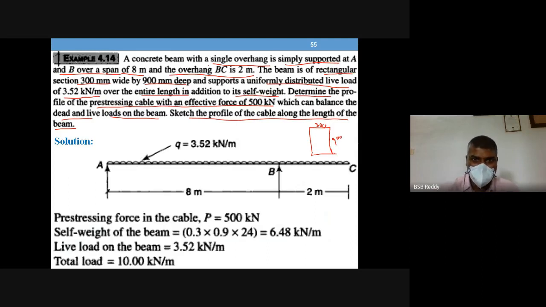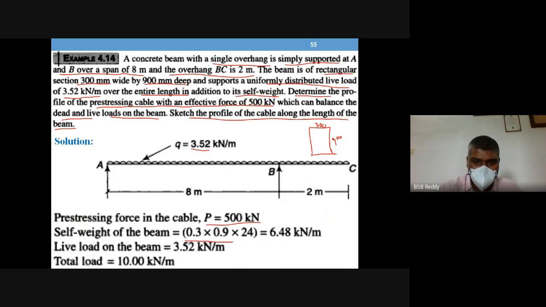And the beam has one end overhanging, so it is a single overhang: 8 meters simply supported span and a 2 meters overhanging portion, or unsupported span, as we call it. The live load is 3.52 and the dead load you have to estimate based on the dimensions given. So the pre-stressing force is given data that is being written here.